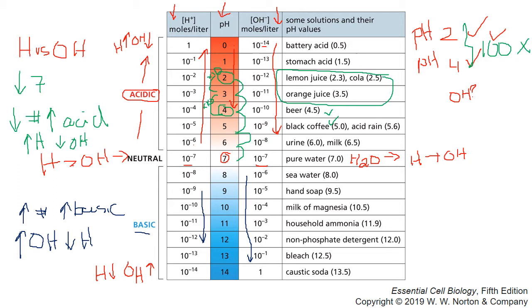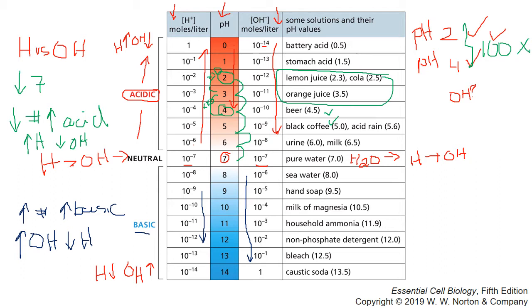So let's take a look at some of the examples. We have seawater at 8. We have hand soap. A lot of our cleaning solutions are very basic. 9.5. Bleach is there at 12.5. Caustic soda at 13.5, and we have our detergent and our ammonia in the 11.9 to 12 range.